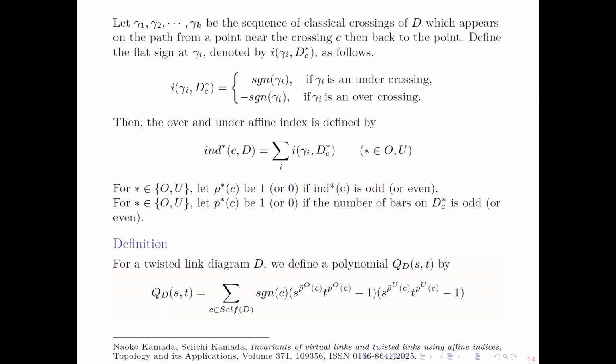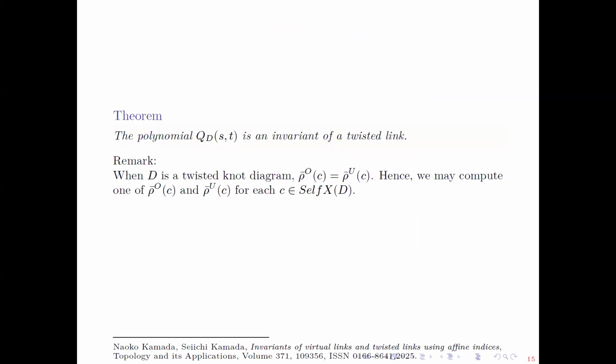And this is for twisted link diagrams. For a twisted knot, the index is not the same, but the parity is the same. If it is even on one component, the other component is also even. So this remark is there: rho bar OC will be rho bar UC. So we have to compute just one of those. And this is the invariant which I have used in my work. So that's why I have explained it.